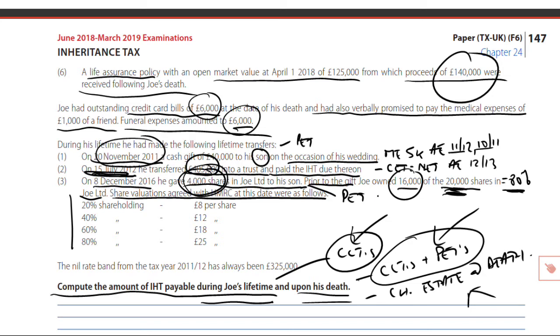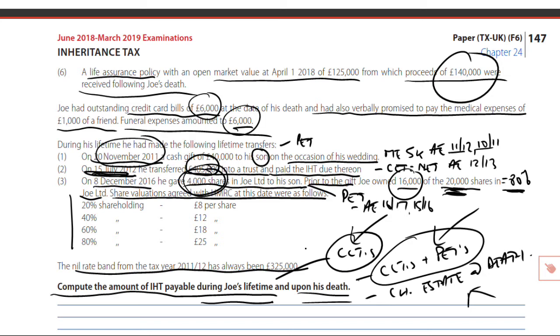So on this PET, what we're also going to have is, of course, annual exemptions for December 16, that is 16-17. Previous year, 15-16. Have we used up the annual exemption of 15-16? No, of course we haven't. Therefore, we'll get 15-16 as well. And again, though we already know it, the nil rate band from the tax year 11-12 has always been 325. In fact, it's been 325 since the 09-10 tax year then. But again, the only one we're going to have to deal with is 325.